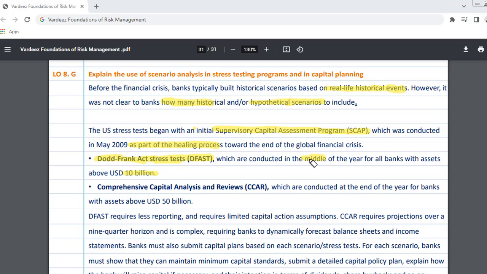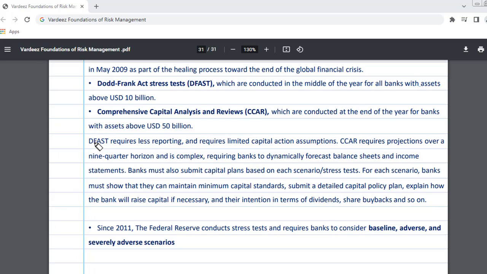They'll do that in the middle of the year. And if a bank has assets above $50 billion US, then they will do this thing, comprehensive capital analysis and review, CCAR, which is conducted at the end. This one is in the middle and this is at the end of the year. Talking about DFAST and CCAR, DFAST requires less reporting, requires limited capital action assumptions. So this is a benefit for DFAST.